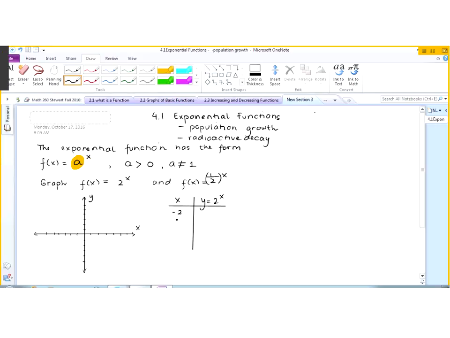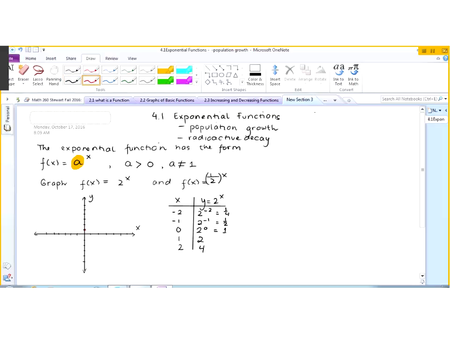So let's choose negative 2, negative 1, 0, 1, 2. What is 2 to the negative 2? 1/4, yes. 2 to the negative 1, half. 2 to the 0, 1. 2 to the first power, 2. 2 squared, 4. So you have these 5 points.